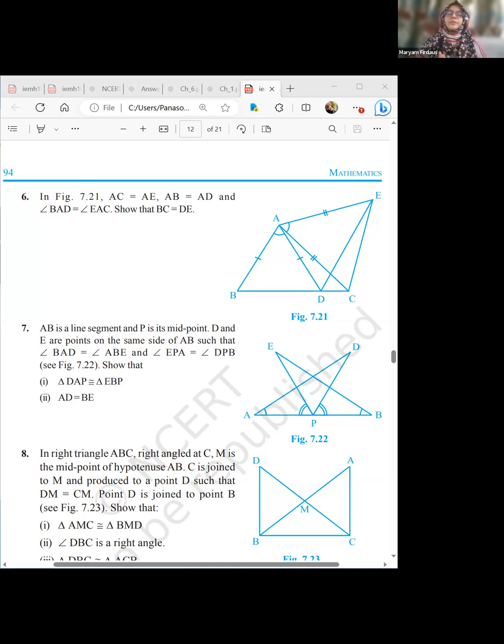Anyway, so just look at your notebook. So BAD plus X, you can write that as BAC. So write it as BAC. Now, the second thing, the right hand side of the equation, angle EAC plus X, what will that be? EAD. Angle EAD. Very good. Write angle EAD below that.